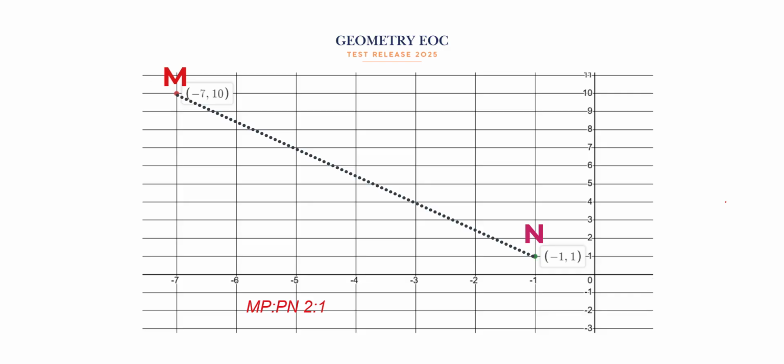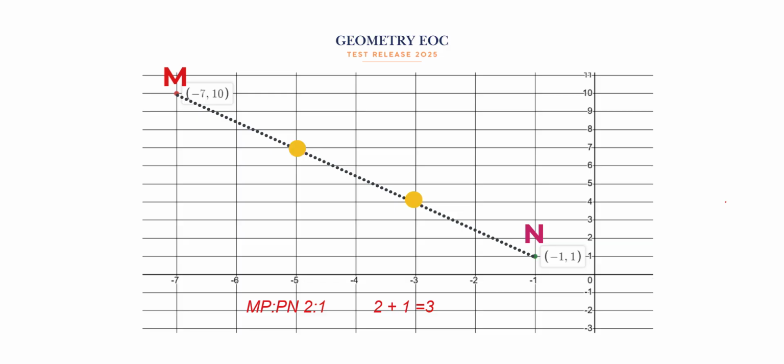When we say a point divides a segment in a 2:1 ratio, we're describing how the segment is split. The numbers 2 and 1 tell us how many parts each section gets. First, add the ratio numbers. 2 plus 1 equals 3. This means the entire segment is divided into 3 equal parts.